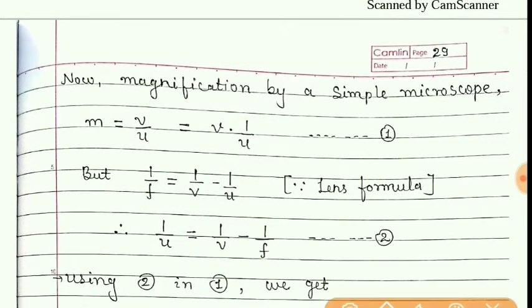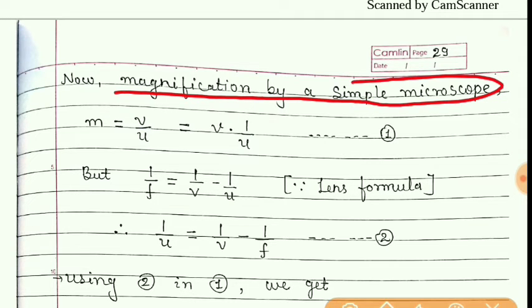Now students, magnification by a simple microscope. Simple microscope means a convex lens. So we have already studied that magnification is given by m is equal to v by u. This can be written as v into 1 by u. Let us give this equation number 1.